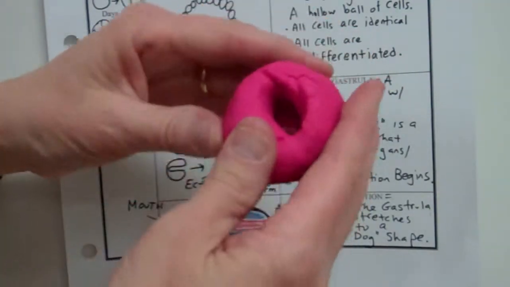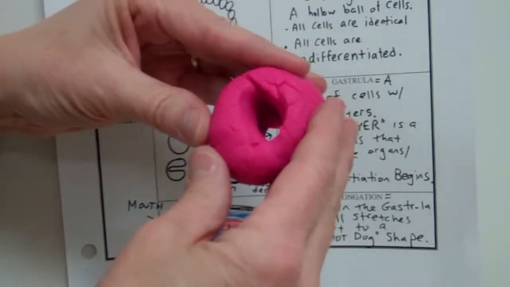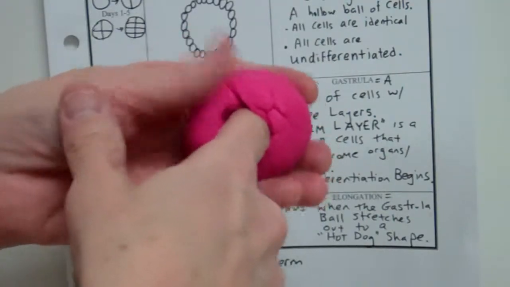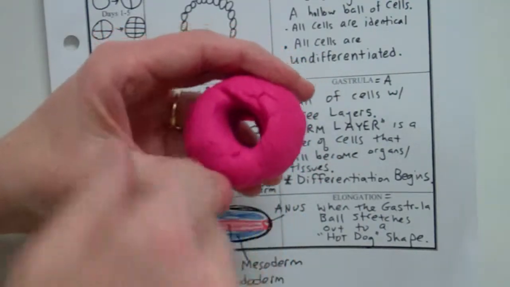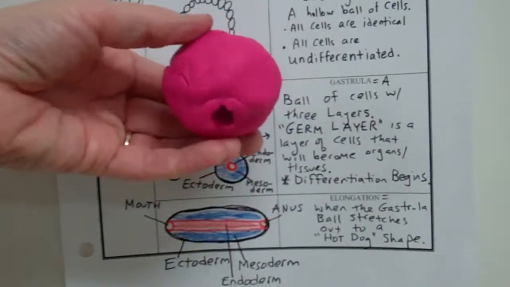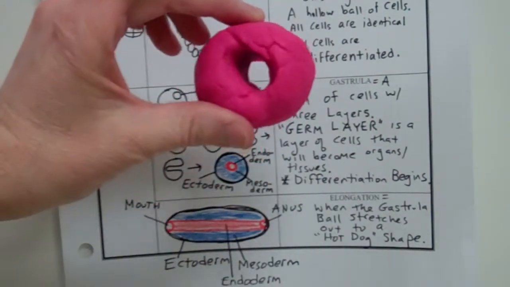The outer layer of cells would be the ectoderm. This inner tube will be our endoderm, and then, you know, everything in between is going to be our mesoderm. So I wanted you to see this 3D, okay?